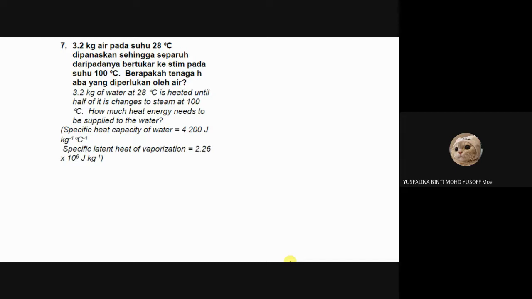So for the ml, you cannot put 3.2, because just now the question in number 6 said all of it converted to steam, so there's no problem, you can just take 0.5. But for this one it is 3.2, and only half of it changed. So half of 3.2 is 1.6. Correct. So ml is 1.6 times 2.26 times 10 to the power of 6. So you got 4.58 times 10 to the power of 6. So let's see whether his answer is correct or not.